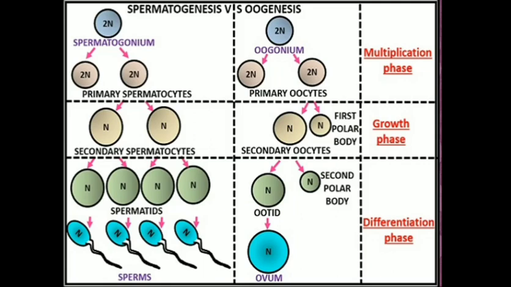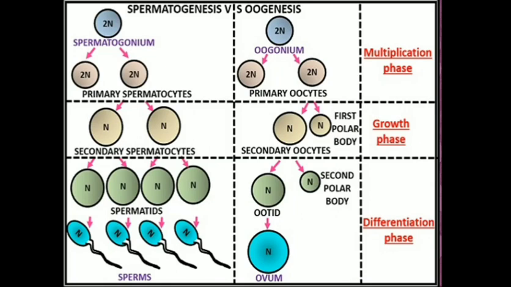Then, as the next point of difference, you can write, from one primary spermatocyte, four functional sperms will be formed, whereas from one primary oocyte, only one functional ovum will be formed. Then, as the next point of difference, polar bodies are not produced during spermatogenesis, whereas polar bodies are produced during oogenesis. Hope it's clear. So these are the points of difference that you have to remember when you study spermatogenesis and oogenesis.